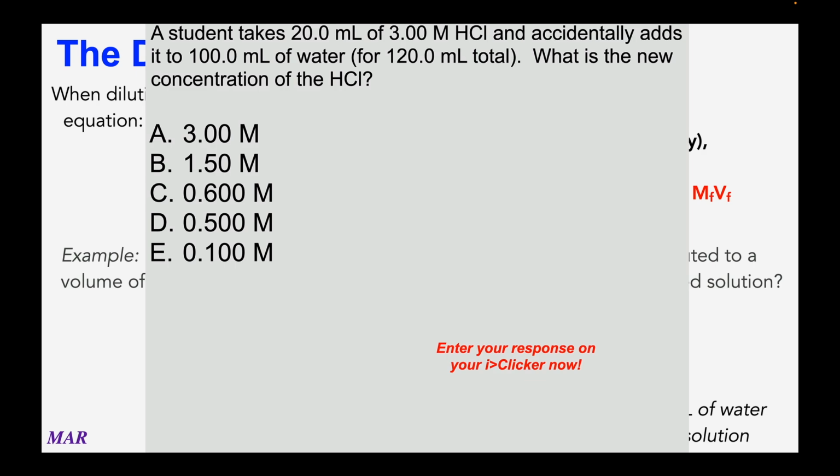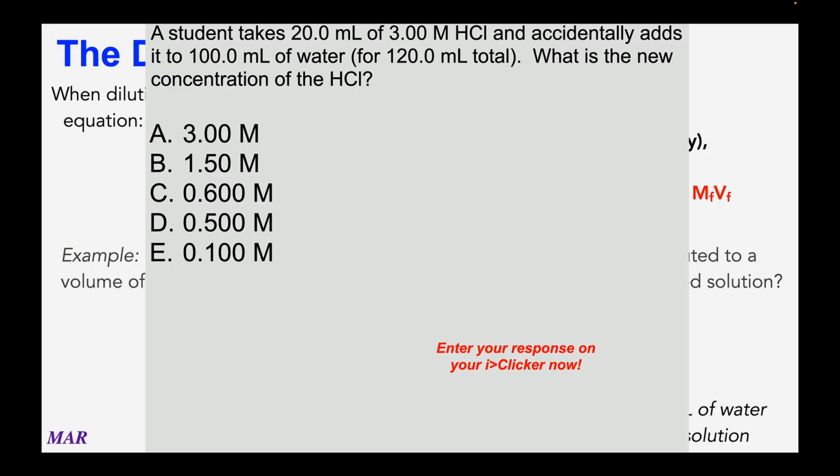So here's a question you might see. We have 20 milliliters of 3 molar HCl, and this student apparently accidentally added it to 100 milliliters of water. So the total volume is 120 milliliters. What's the new concentration of HCl? And this kind of stuff happens intentionally and unintentionally. It's no big deal. But the good news is you can figure out what it is using that C1V1 equals C2V2. So in this question, C1 is 3.00 molar.